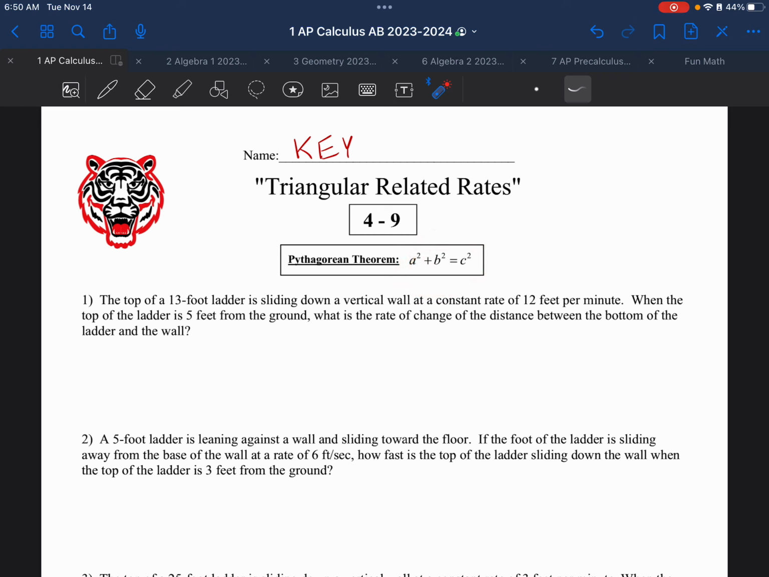I know that the last two problems on this homework are particularly difficult because they do not rely on the Pythagorean theorem, but the general theme of related rates is the same: set up an equation, take the derivative, and solve.